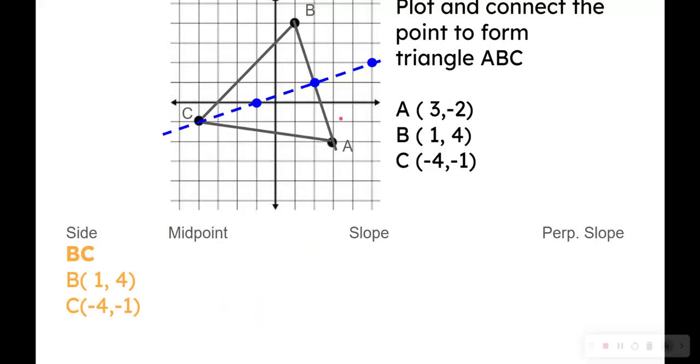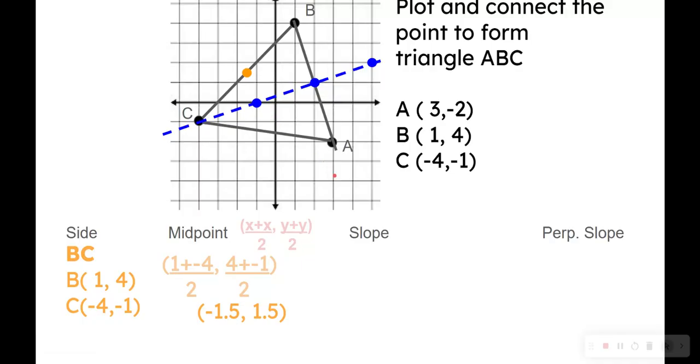Now let's do the same thing for side BC. Find the midpoint first. That means I'm going to add the x values from B to C, divide by 2, and add the y values from B to C, divide by 2. So you should get a midpoint of (negative 1.5, 1.5). And again, when you plot it, it better be on your line.